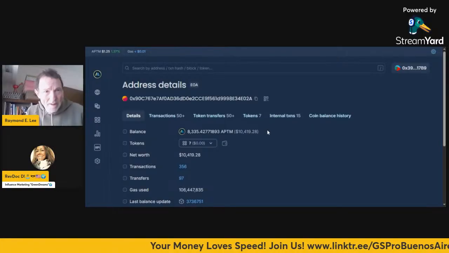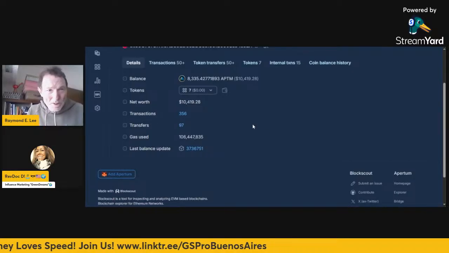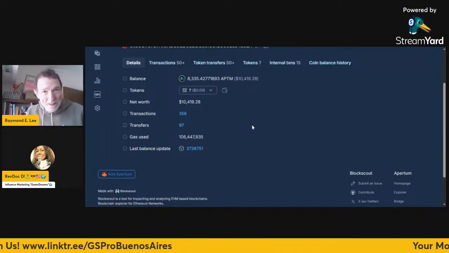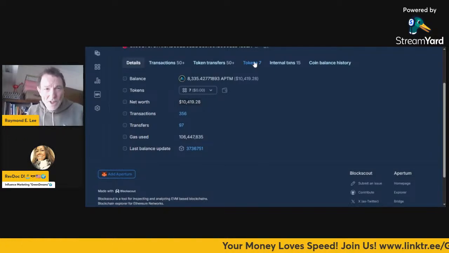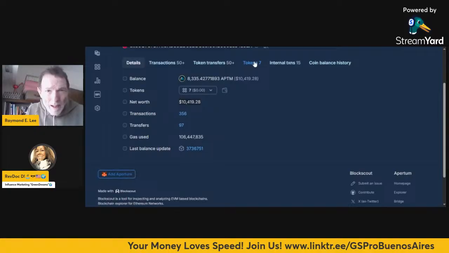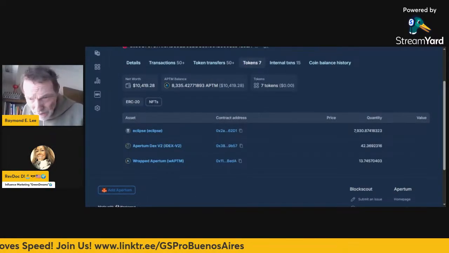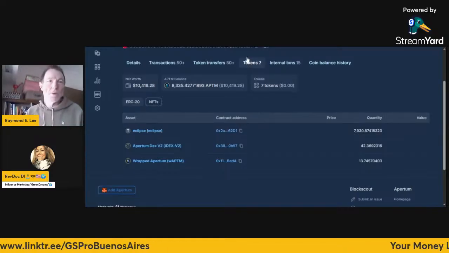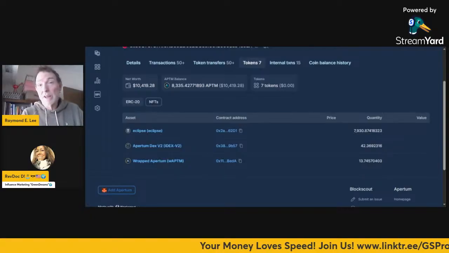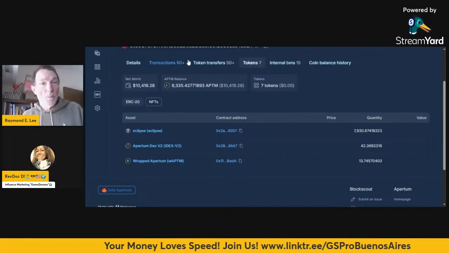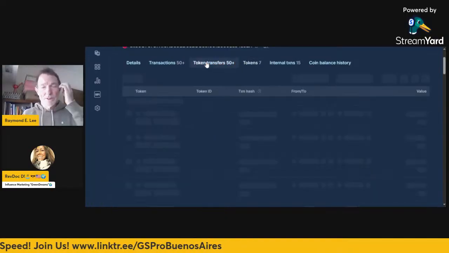So here we go. What are we looking at here? I don't know what that means. To this address, tokens. It's kind of tiny. They've got 7 tokens on here. Eclipse token, don't know what that is. So this is the beauty of the blockchain. You can see basically what the accounts are holding, what they're doing, where they're moving to. Got a lot of token transfers here.